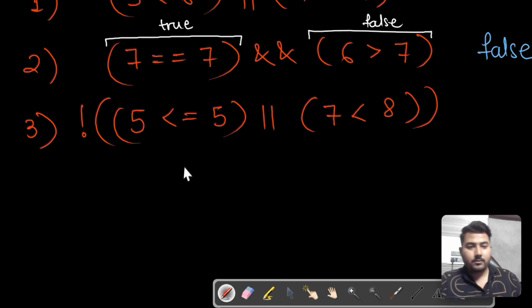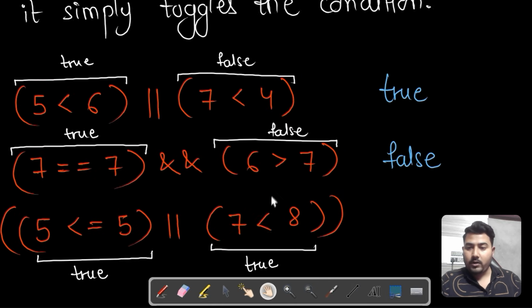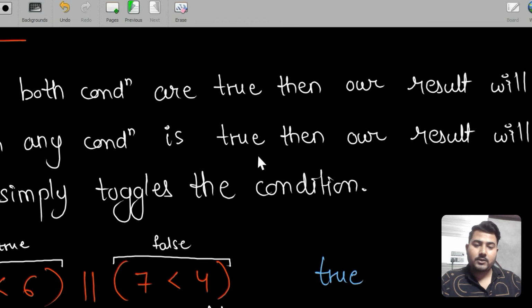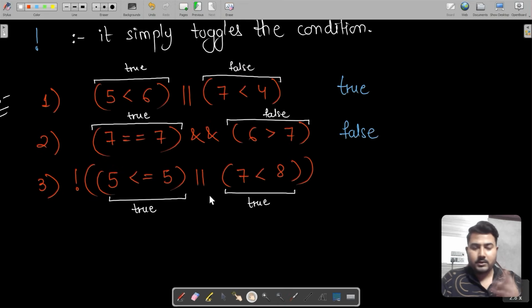Let's just try to solve from the simplest part, that is this part. 5 less than or equal to 5. That seems to be true according to me. 7 less than 8. That also seems to be true. In between, we have an OR operator. And according to our definition, when any of the conditions is true, our answer will be true. I can see at least one of the conditions is definitely true. In this case, both conditions are true. Our answer will be true only according to the OR operator.